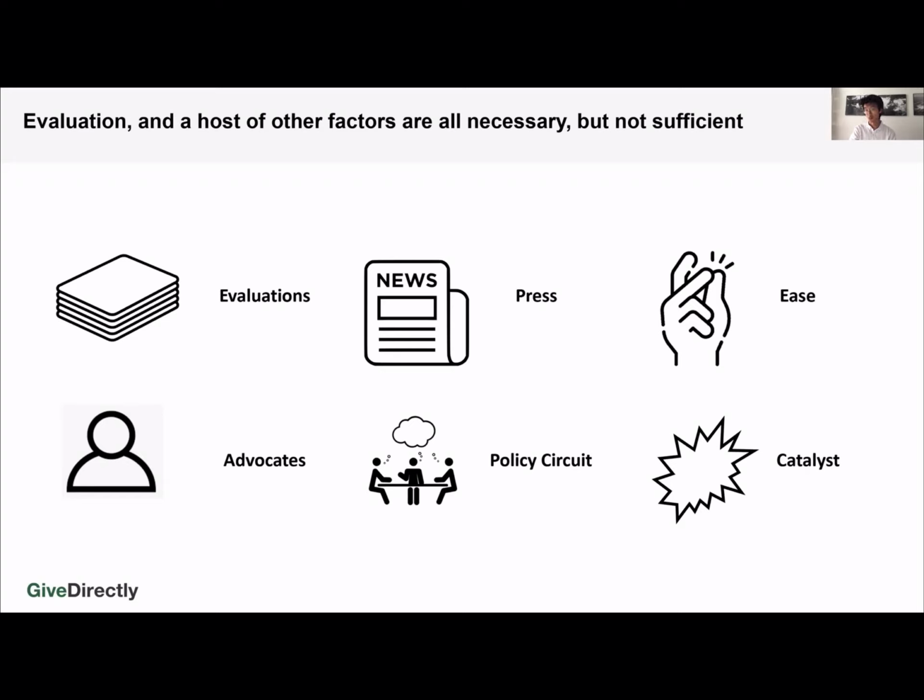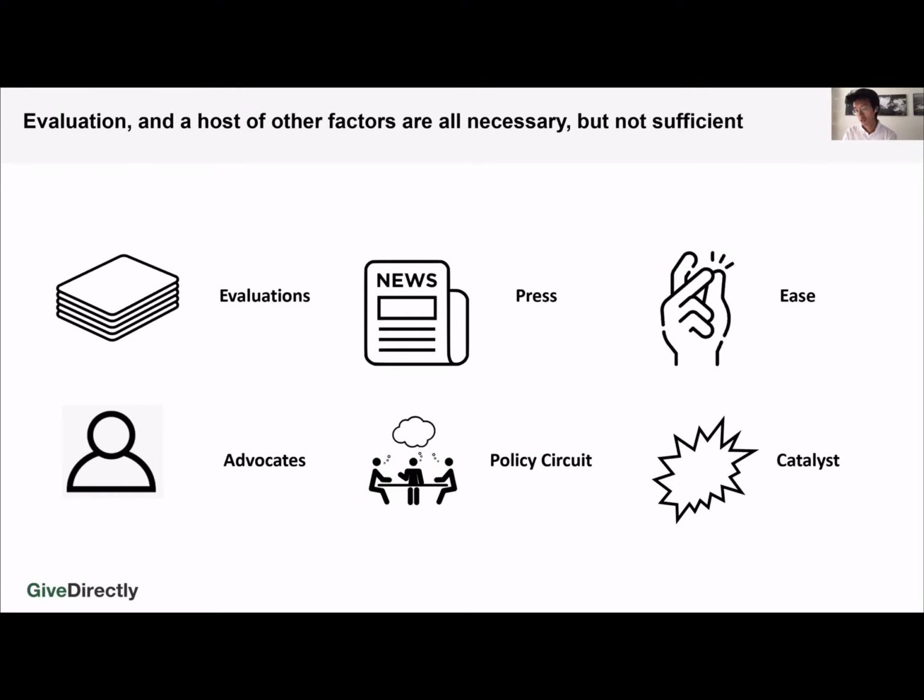Yes, the evaluation. Yes, the press. Yes, the ease of doing this. Yes, there were champions and advocates. Yes, the catalyst, right? In a lot of policy choice and decision making, the catalyst is super important. The COVID pandemic was a very particular type of catalyst. All of these things need to operate in concert together, right? All necessary, but not sufficient.